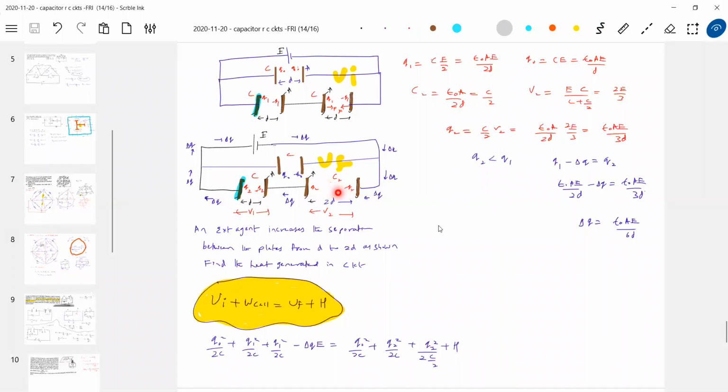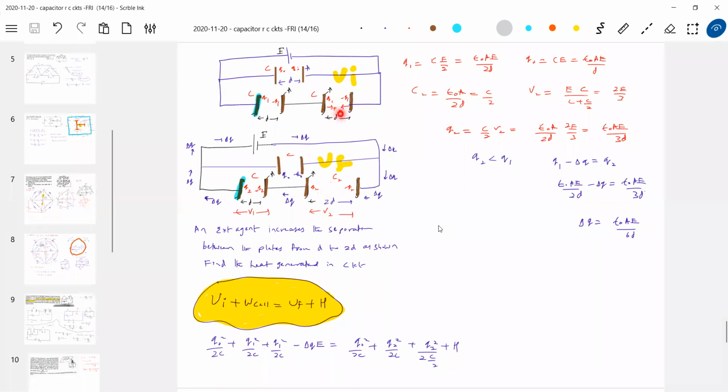The other thing is that there's also a change in potential of this capacitor. What I did is increase the separation from d to 2d. That's all, and I'll gradually pull it. So therefore, I'll be applying a force here, against this electrostatic force. So I agree with this one. So therefore now what shall I do?